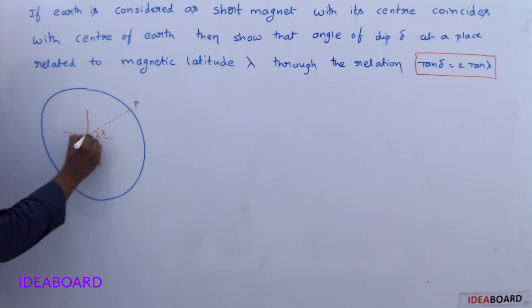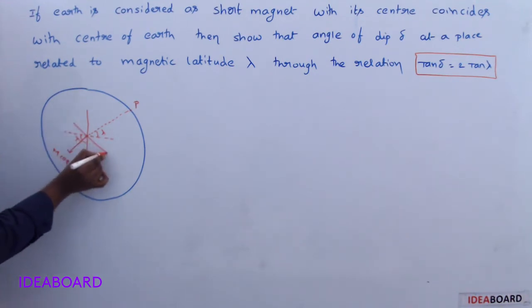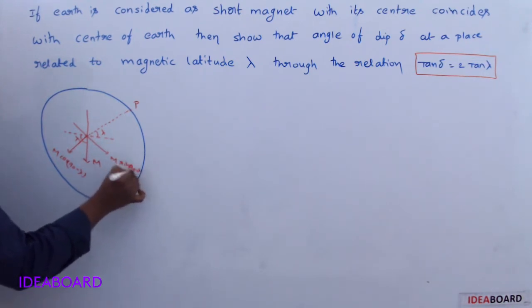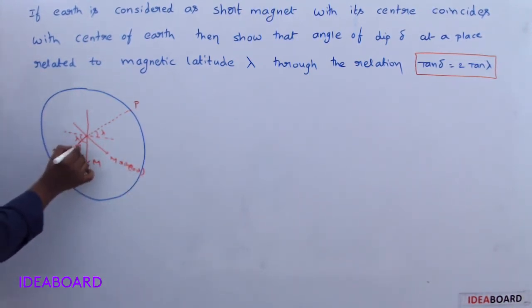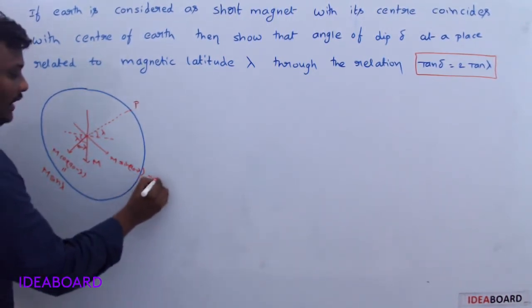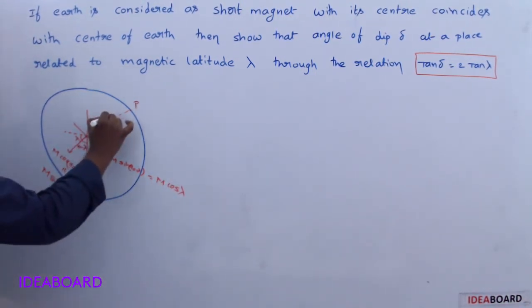So along this direction the component is m cos(90 minus lambda) and the perpendicular component is m sin(90 minus lambda). Because this value is 90 minus lambda, it becomes m cos(90 minus lambda), which means m sin lambda, and this value is m cos lambda. Let the radius of the earth be r.